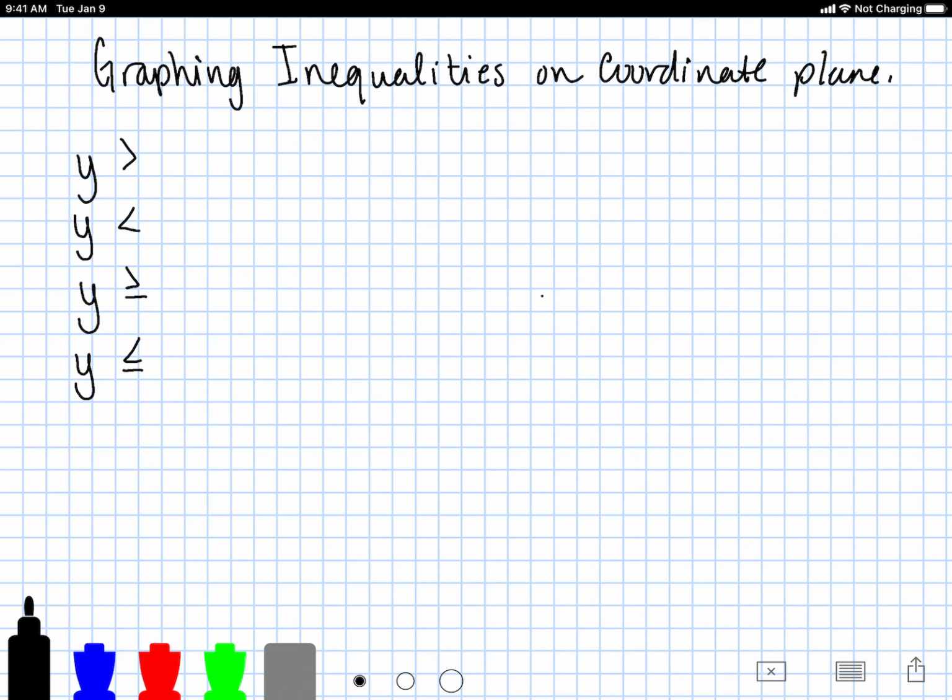Because what we're going to do today is you're going to have a line graphed on a coordinate plane. Oops, that's my x-axis, my y-axis. I'm going to show how to graph, and of course whether it's dotted or solid and all that good jazz. So this first inequality is greater than. This is going to be drawn with a dotted line, and you're going to shade above that line. So let me show you an example.